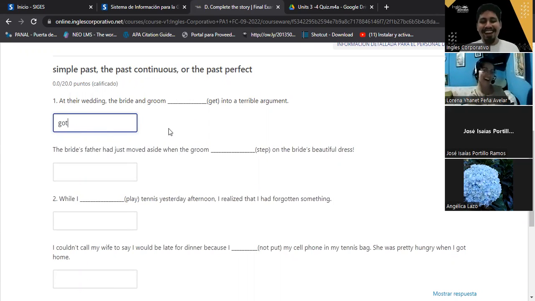Yes, that's correct. It's because I have worked on these before with some other students, so that's why I have the answer there, the options. I'm not going to click on it. Okay, just take a look at the second sentence. It says, the rice water had just moved aside when the room... we're going to answer with the word step, step on the bride's beautiful dress.